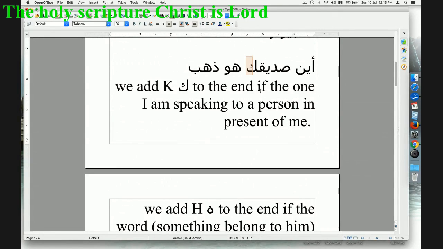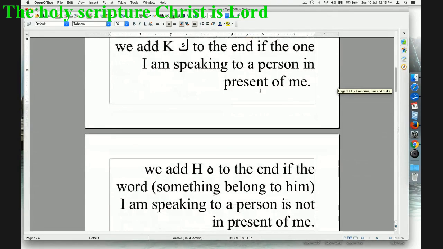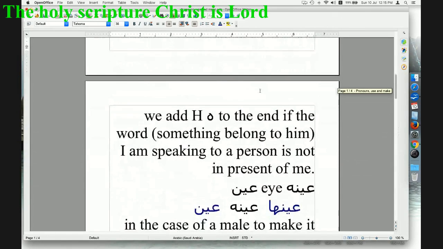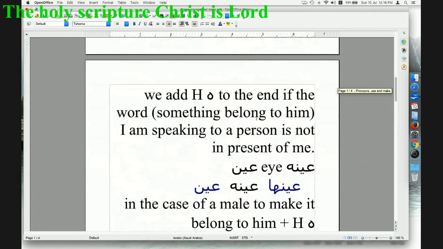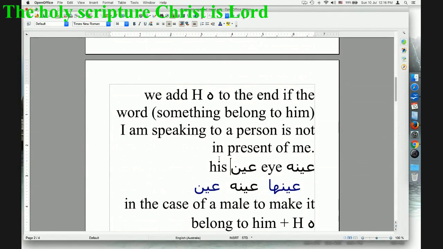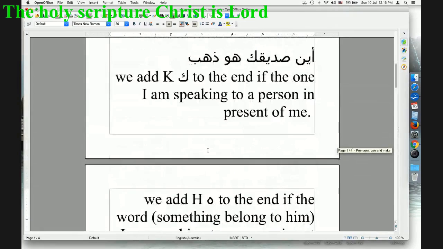But if I'm not speaking directly to you, I'm speaking about you, all right? And you are not present. So then I have to use the ha. His. The ha here is present. His, exactly. His eye, all right? Here, the ka is present: your.